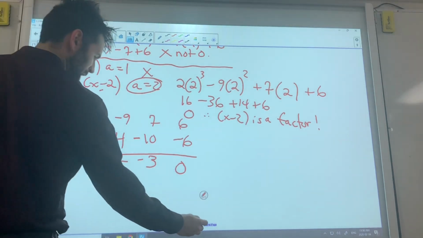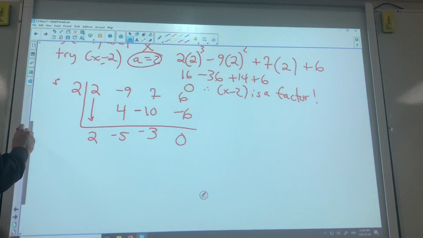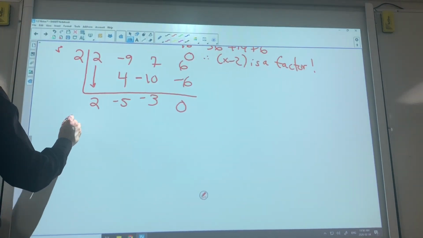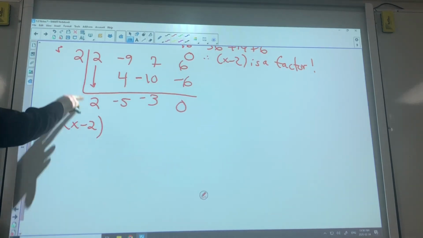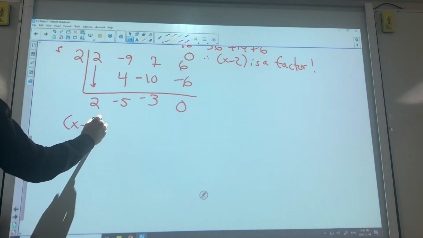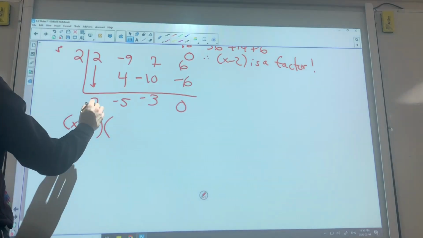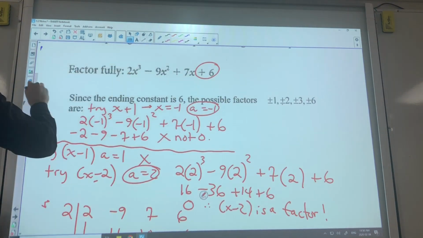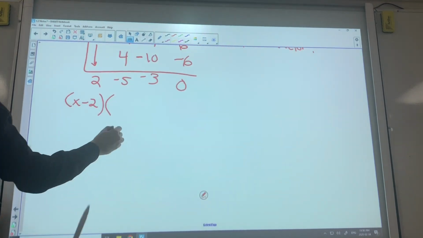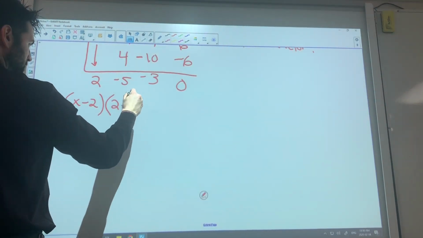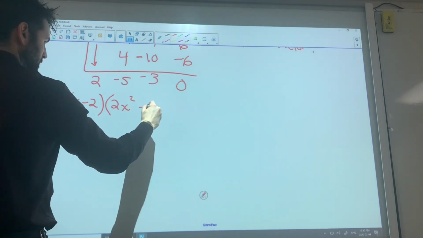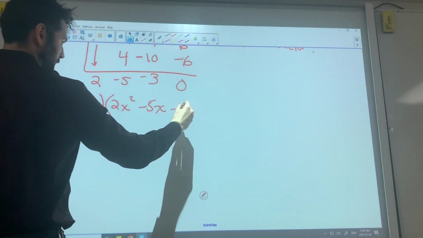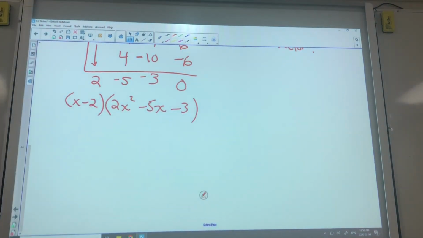So now remember, we're factoring this thing. What does it look like? Well, the answer so far is x minus 2. That was the thing we just divided by when we plugged in 2. And then what's going to be left? Well, remember it started on a power of 3. Once you divide, it'll go down to the next one. So it's going to be 2x squared minus 5x minus 3, remainder 0, so we don't need to write it.